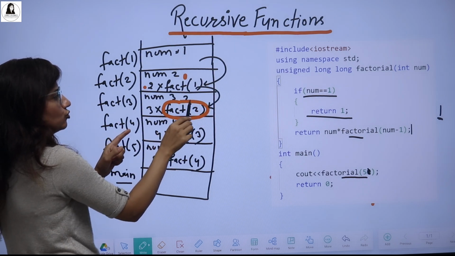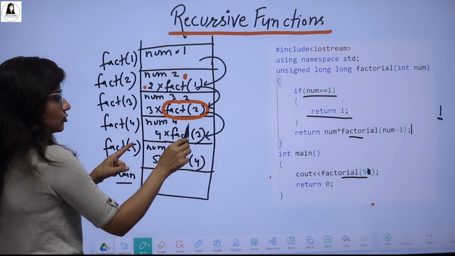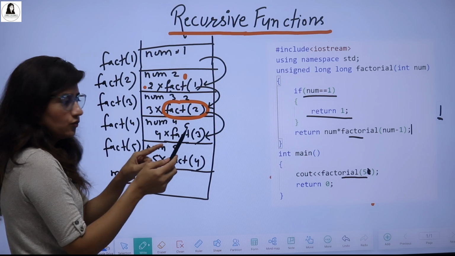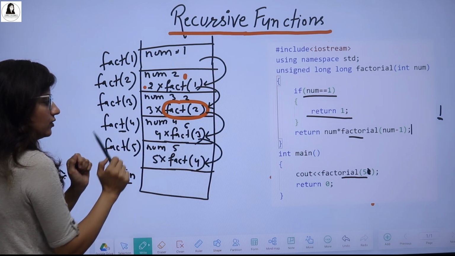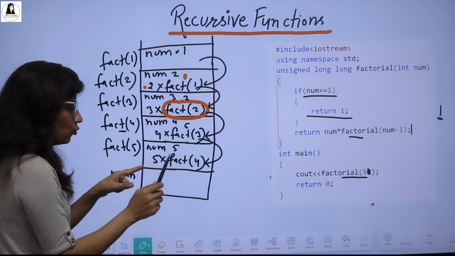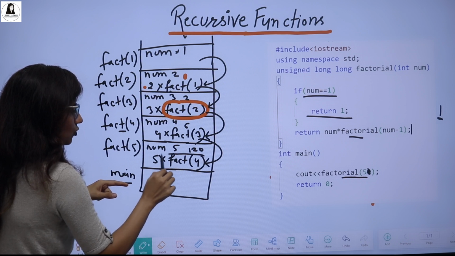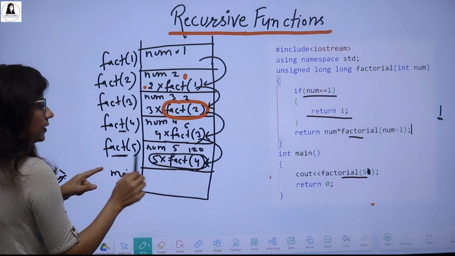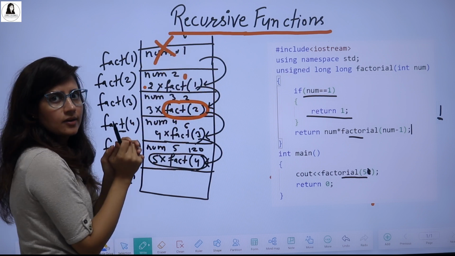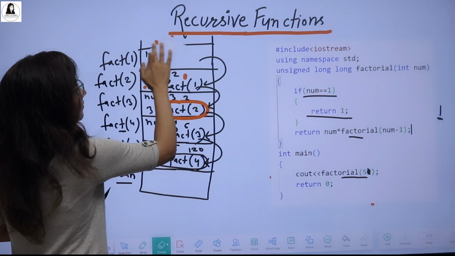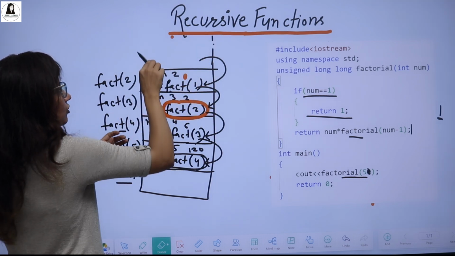So 3 into 2, this value is 2, 3 into 2 is 6. Now where would this value be returned? Here. So here we have 6, 6 into 4 is 24. Now where would this value be returned? Here, because from here we are calling fact 4. So 24 into 5 is 120. So this is 120. Complete, 5 into fact 4 is 120. Now where would this be returned? And after returning back, this would be popped from the stack. Right? After returning from here, this would also be popped out.